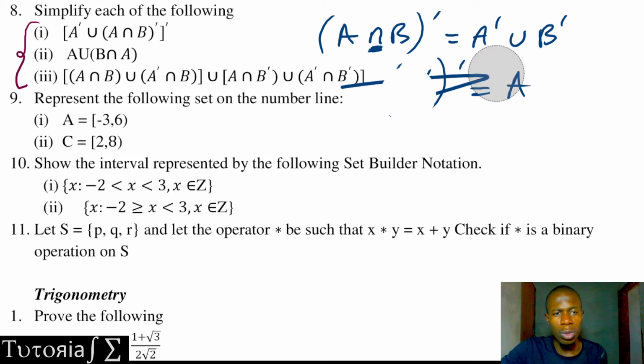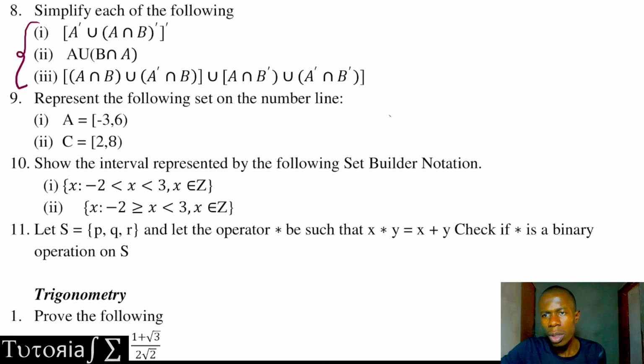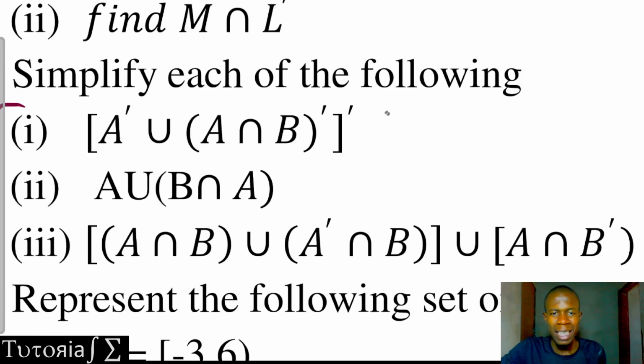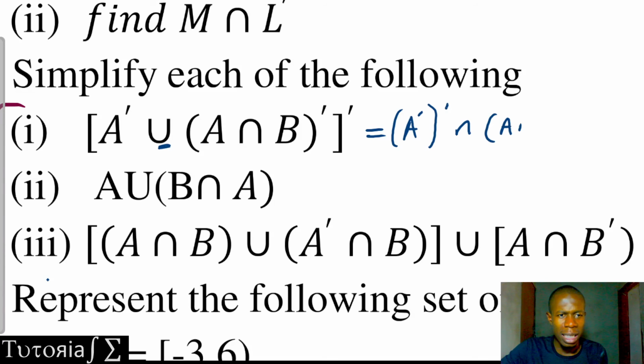So now back to the question. For this one, we can take the complement inside. So there is this complement, we can take it in. So this will be equal to, the complement goes in. It will start with this part. It will be A complement. Then this will change to intersection. Then this will be A intersection B complement.